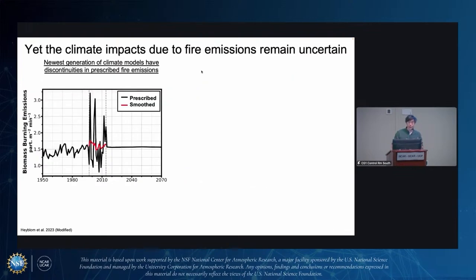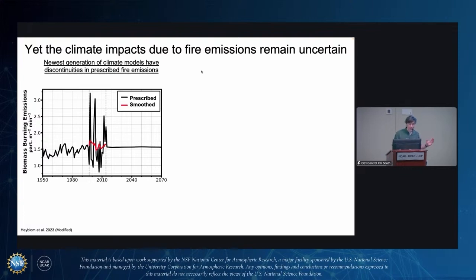But even though we've gained understanding from these studies, the climate impacts due to fire emissions remain uncertain, mainly because emissions are prescribed in global climate models, including CESM2. So here I'm showing the prescribed fire emissions from 1950 to 2070 across 40 to 70 degrees north, and it's shown in black.